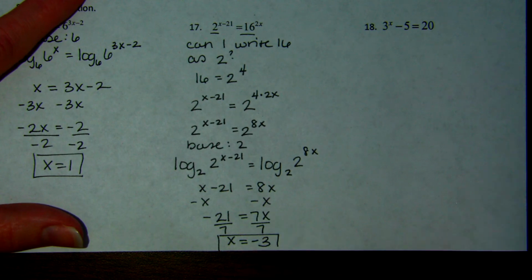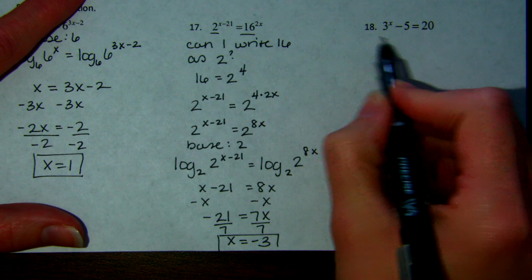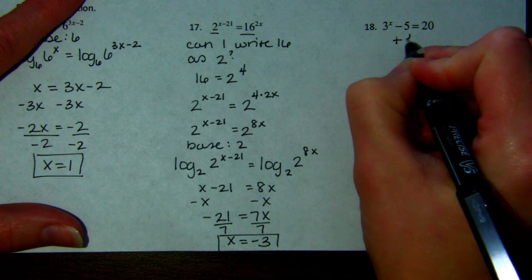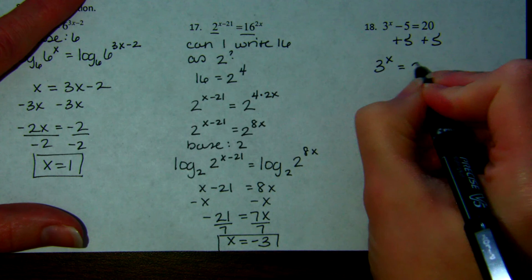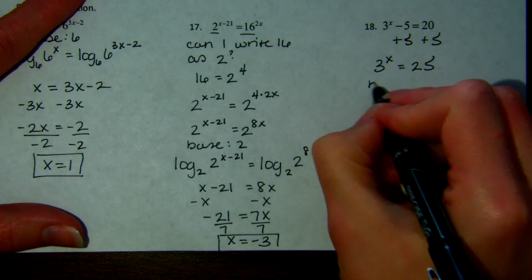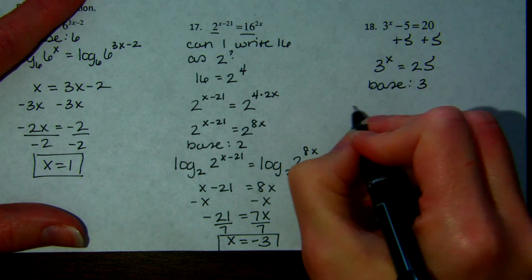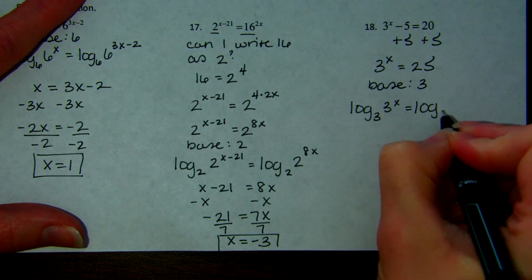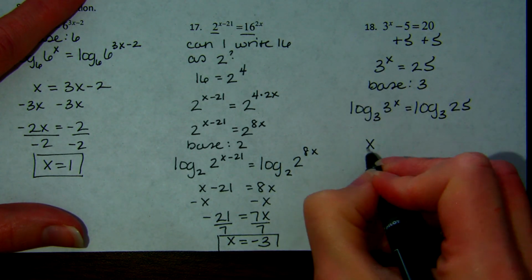All right, one more exponential equation, guys. Here I've got 3 to the x minus 5 equals 20. Y'all, I need to go ahead and get the 3 to the x alone. And so I do that by adding 5 to both sides. So 3 to the x is equal to 25. And then my base here is 3. So I take log base 3 of both sides. So log base 3 of 3 to the x is equal to log base 3 of 25. This simplifies to just x.